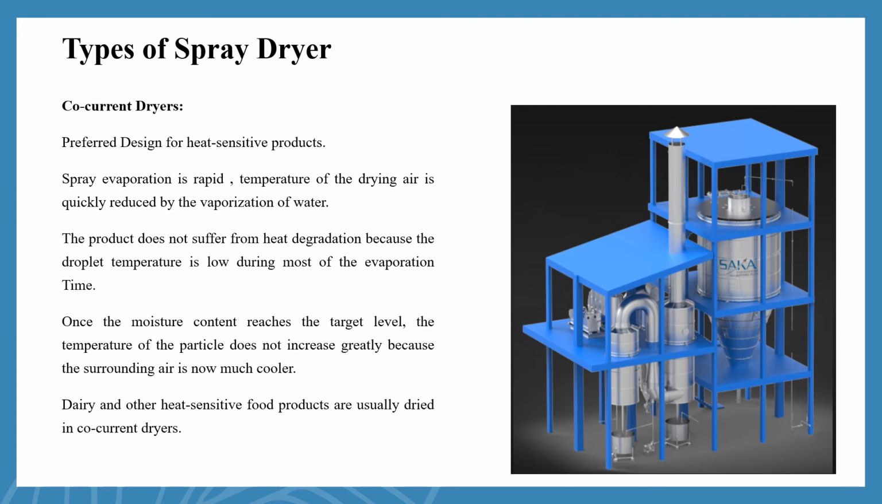Types of spray dryer. Co-current dryers are preferred or designed for heat sensitive products. Here the spray evaporation is rapid. The temperature of the drying air is quickly reduced by the vaporization of water. The product does not suffer from heat degradation because the droplet temperature is lower during most of the evaporation time. Once the moisture content reaches the target level, the temperature of the product or particle does not increase greatly because the surrounding air is now much cooler. Dairy and other heat sensitive food products are usually dried in co-current dryers.